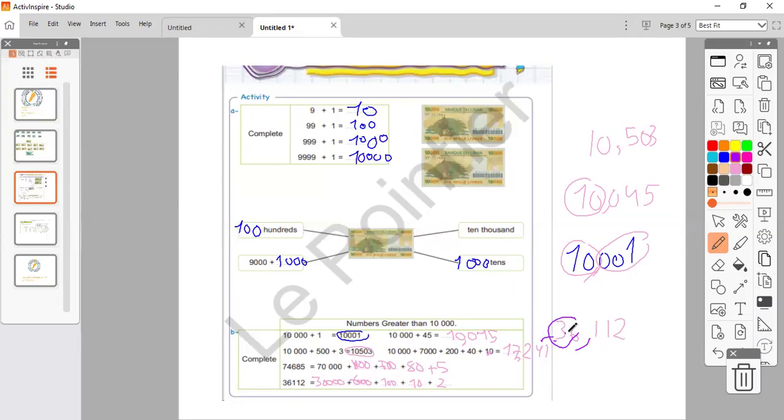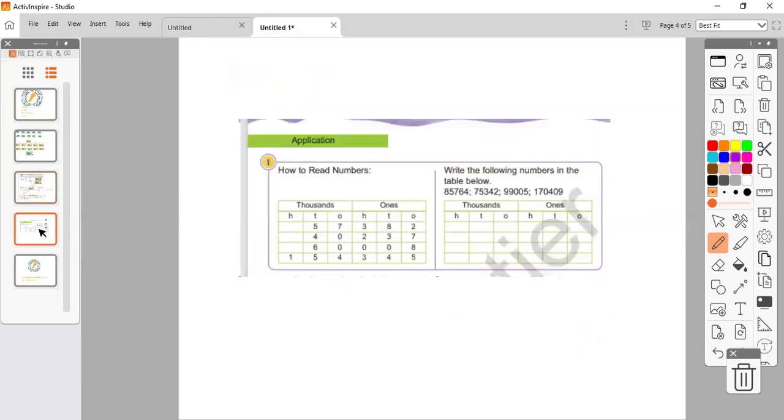Each class has 3 digits. Ones, tens, hundreds. Ones, tens, hundreds. Here the 100 is 0. We don't have it. One more time. Ones, tens, hundreds. 1,000, 10,000, 100,000. Let's move now also to this activity in our books.